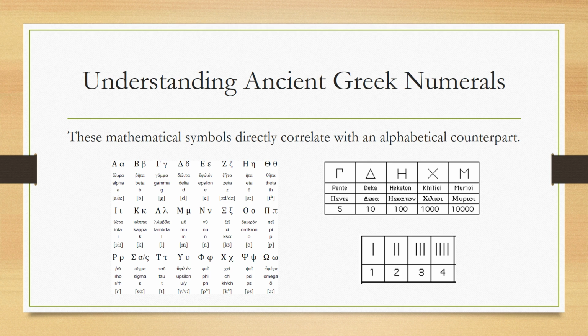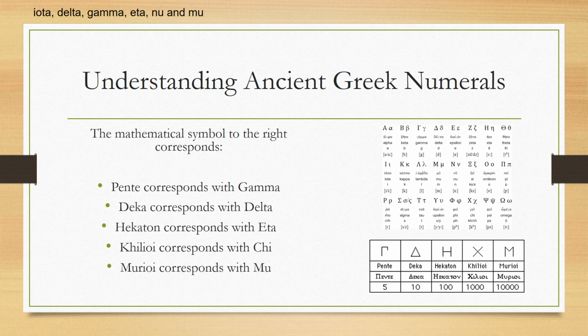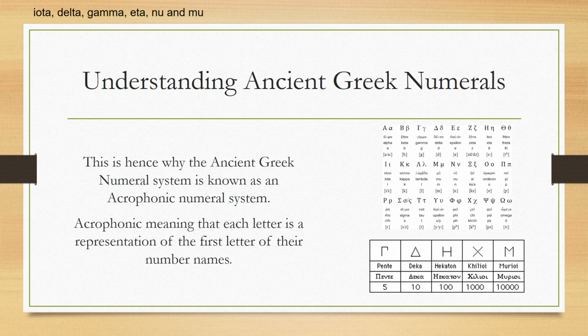So deca corresponds with delta, hecaton corresponds with eta. I think the only exception to this would be penta, being that the alphabet changed during the years across time. So this is hence why the ancient Greek numeral system is known as an acrophonic numeral system. Acrophonic meaning that each letter is a representation of the first letter of their number names.